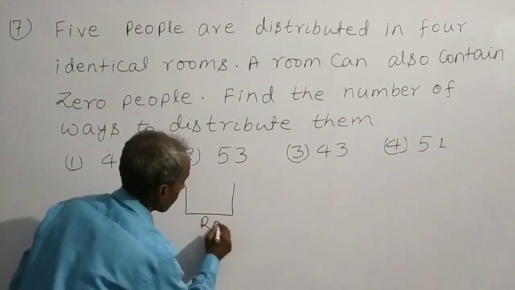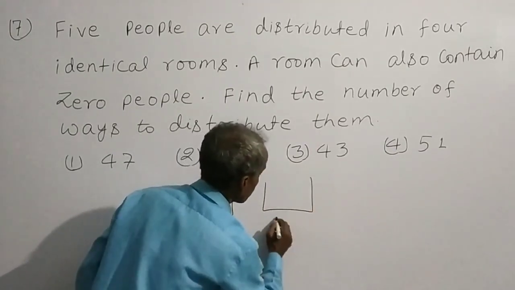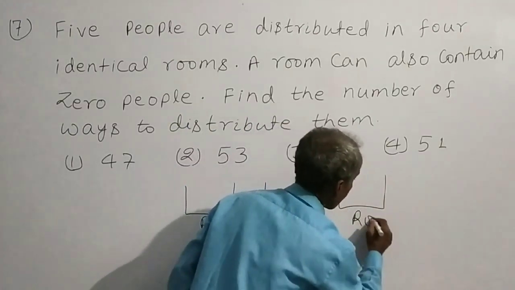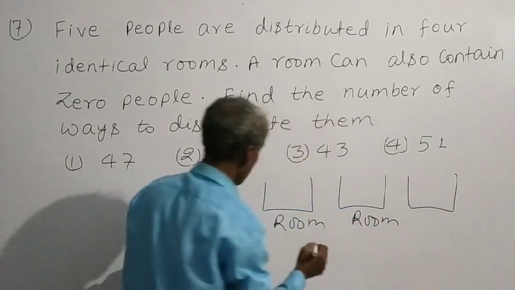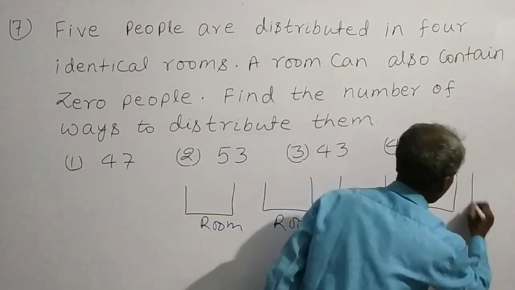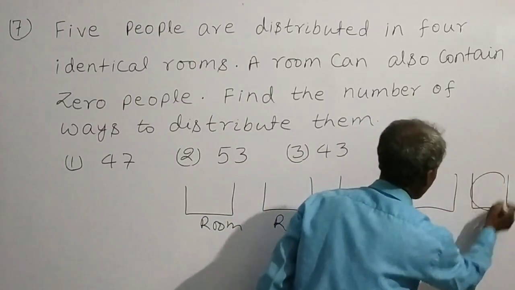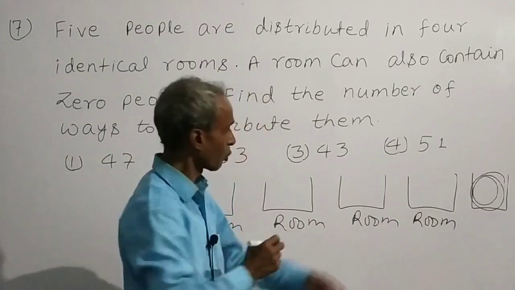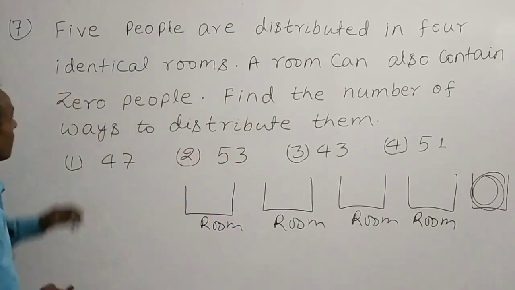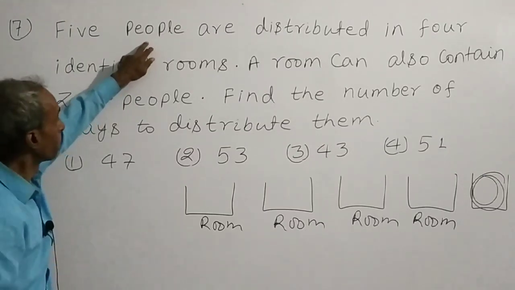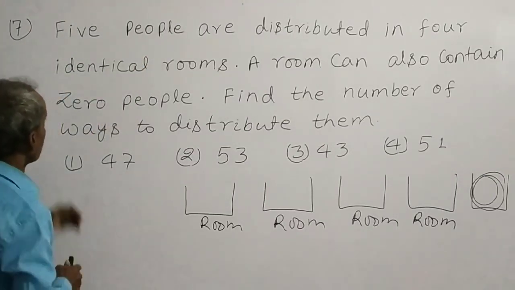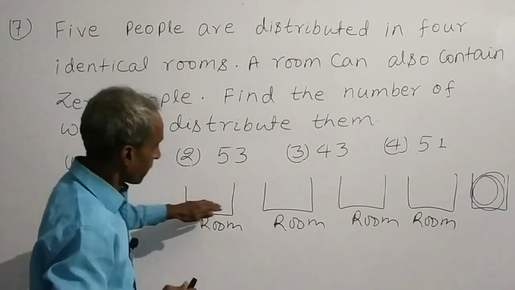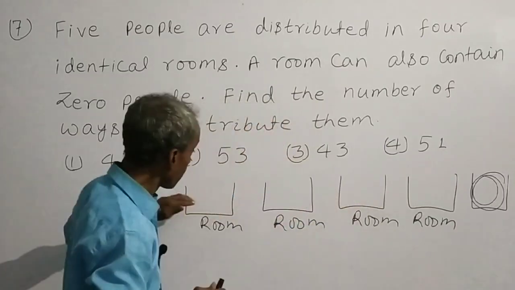Room 1, 2, 3, 4, 5. Not 5, but 4 rooms. Only 4 rooms. And the number of people is 5, to distribute 5 people in these 4 identical rooms.